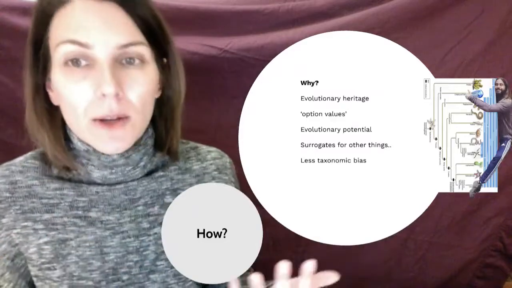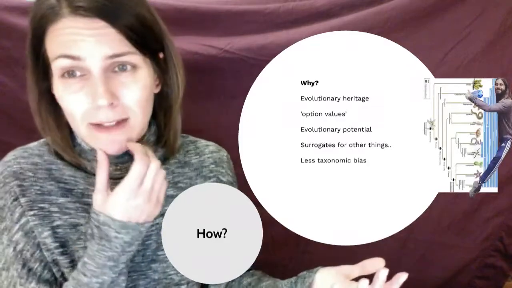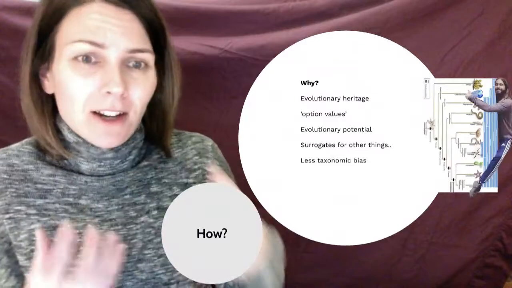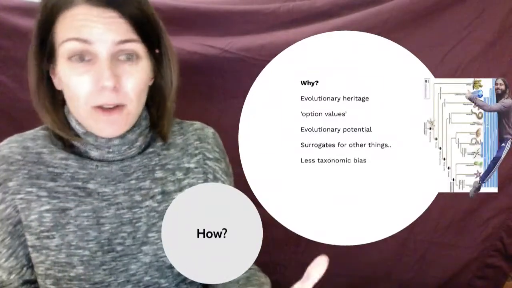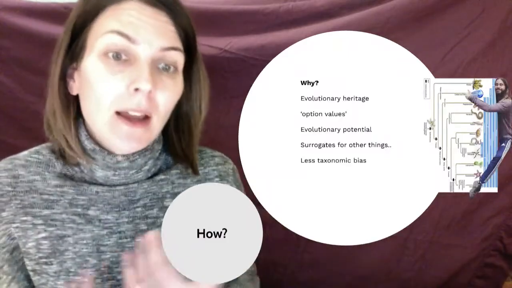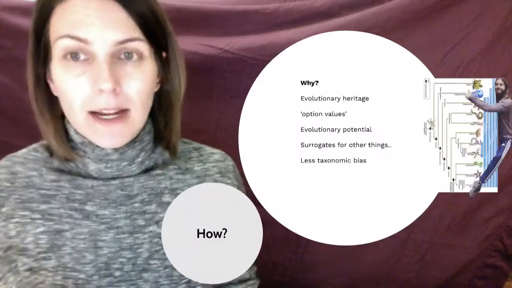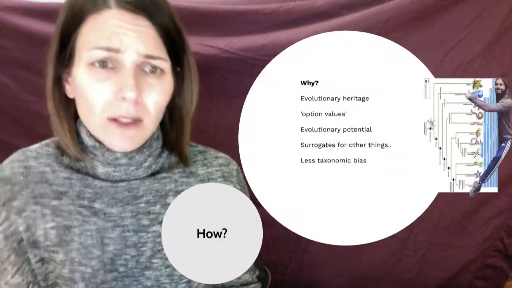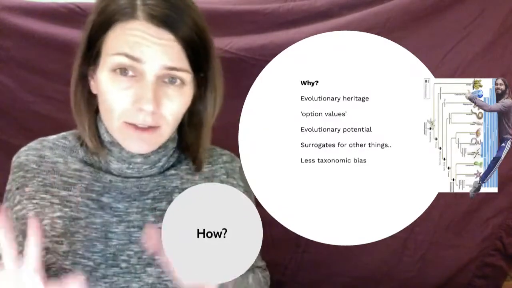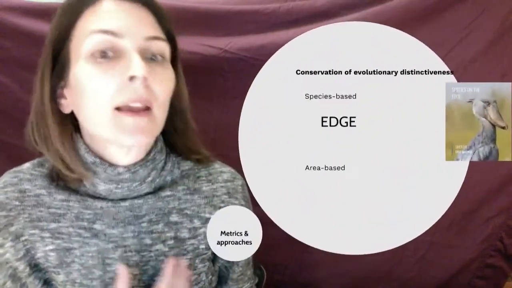Also, areas that have a lot of phylogenetic diversity maybe have a lot of evolutionary potential. There's a lot of branches on the phylogeny there, so the potential that one of those might be able to adapt to future conditions might be higher. Also, phylogenetic diversity is a surrogate for other things. There's potentially less taxonomic bias. If we're looking at species richness, it's really dependent on how many species people have named in an area. Phylogenetic diversity buffers that a little bit, so there's slightly less taxonomic bias.